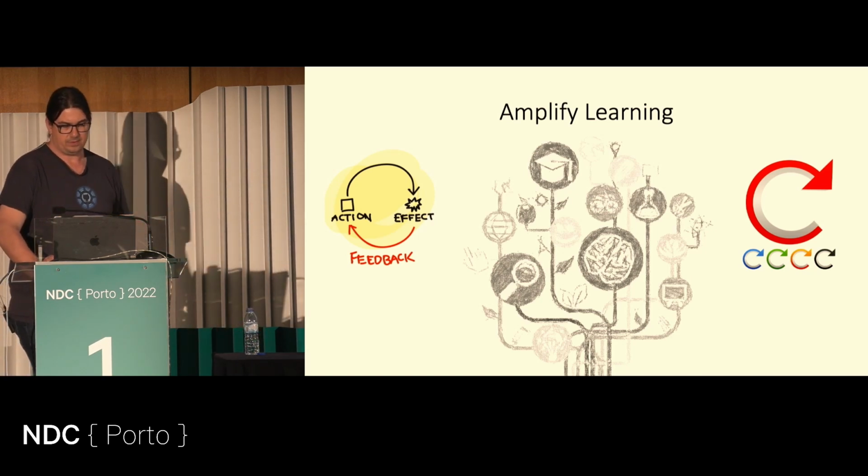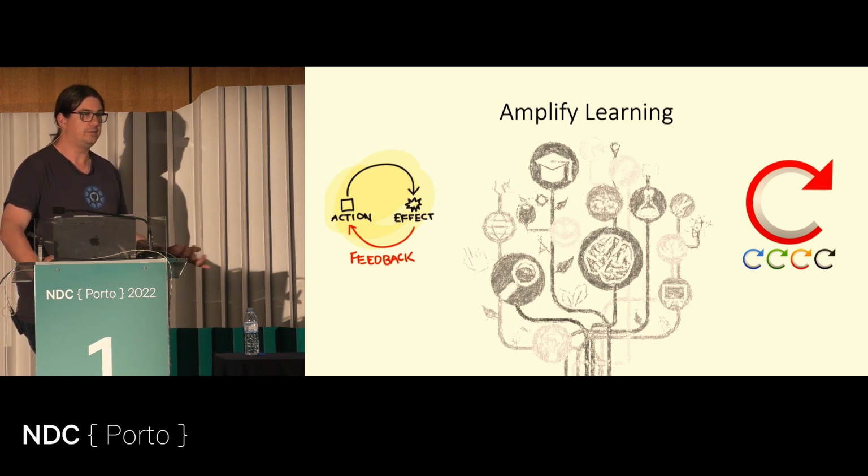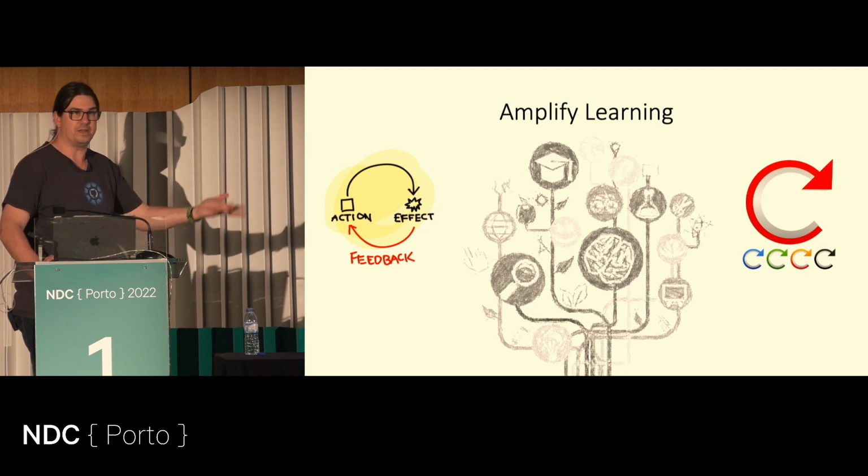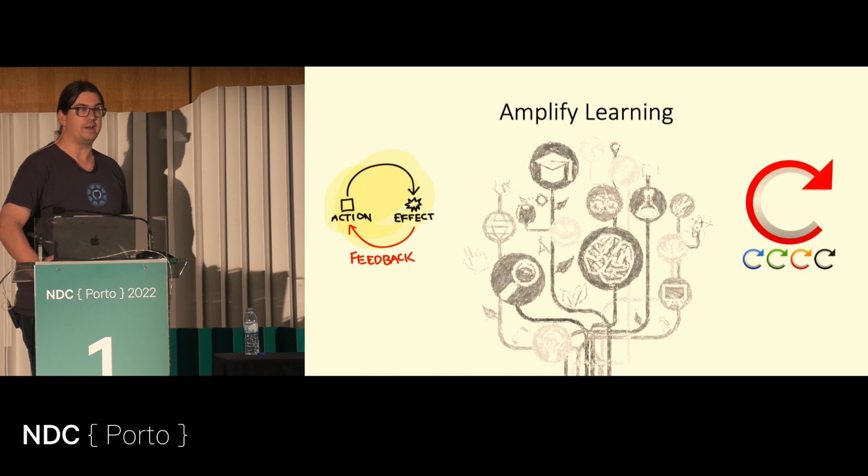But to feed off of that, it's all about amplifying learning. It's failing fast. You learn by failing. We do that in everything in life. You mess something up, you learn from your mistakes, and then you improve. And that was a really good example of how to do that.